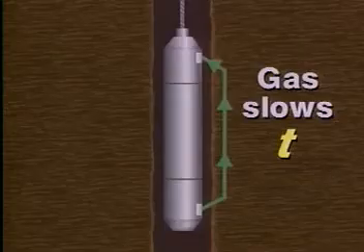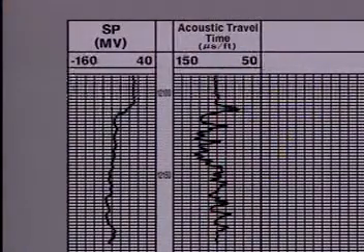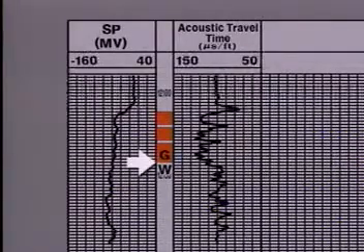Here we see an acoustic log taken through an interval of sandstone. The top of the sand body is defined by deflection of the SP curve here at 12,112 feet. From other data we have determined that gas occurs in this porosity zone, and that a gas-water contact exists here at 12,142 feet. The acoustic log is scaled from 50 microseconds per foot to 150 microseconds per foot.